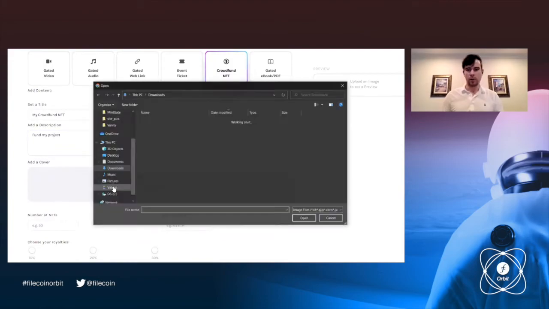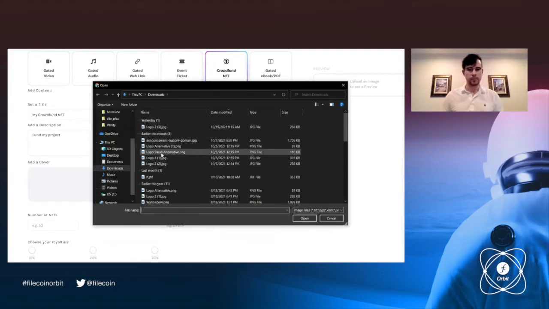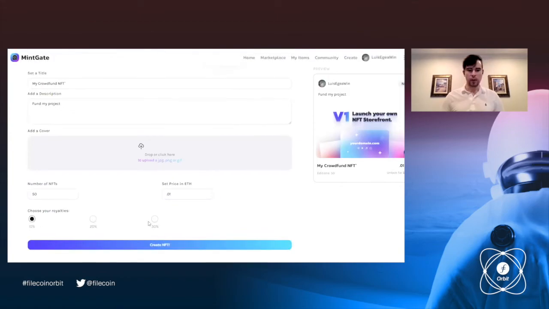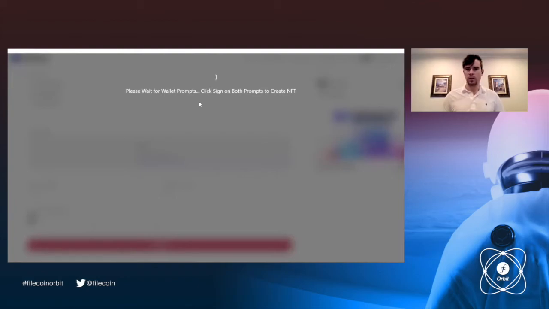And then add whatever cover art that you'd like to it. Set the amount that there will be. This is the total supply for the NFT and the amount that you want to sell it for. And then you can also set the royalty. We have options for 10, 20, 30%. And this way you'll receive a percentage of every future sale for the NFT.